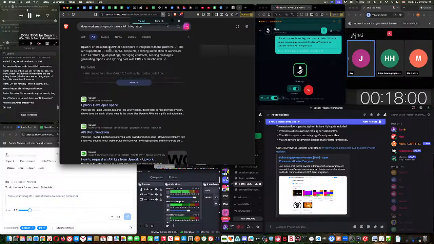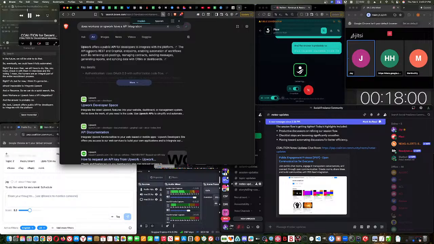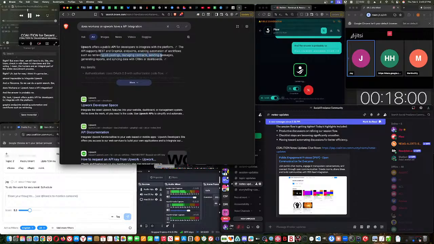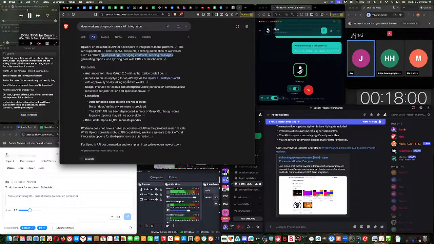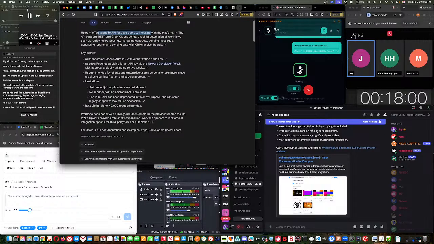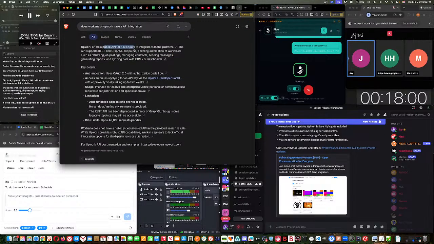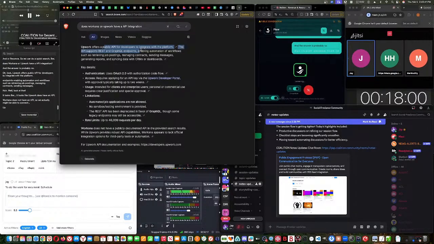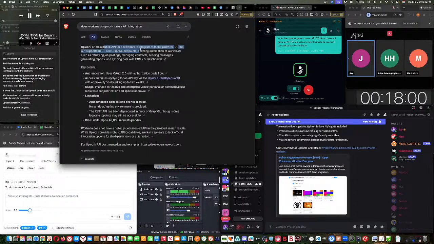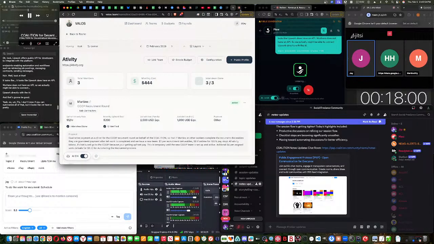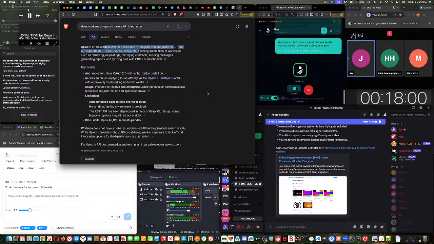Oh, look, Upwork offers a public API for developers to integrate with the platform. The API serves RESTful endpoints, enabling automation and workflows such as retrieving job postings, managing contracts, sending messages. Huh. Well, look at that. It looks like Upwork does have an API. Workana does not have an API. So we actually might be able to connect Upwork directly with the AI. And that will be good. Yeah. So, Flo, I don't know if you can summarize all of that, but it looks like we have a pretty good plan, whether we do that for the module or for the full platform.